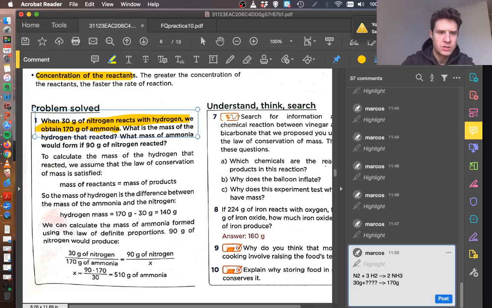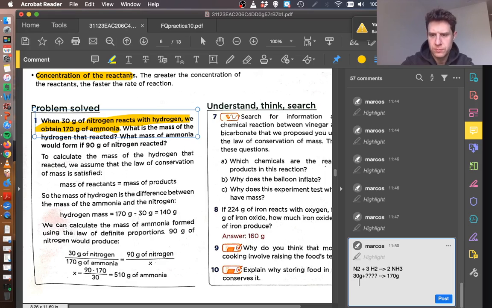So what we need to do is minus 30 grams. So that's the value of hydrogen. Very simple. So this 170 minus 30, that goes from one side of the equation to the other side: 100 grams of hydrogen.